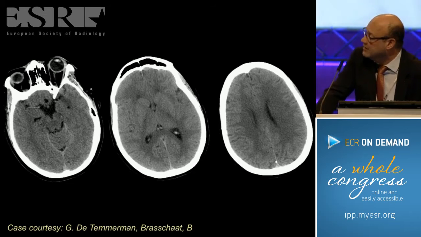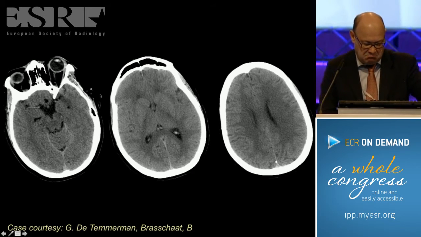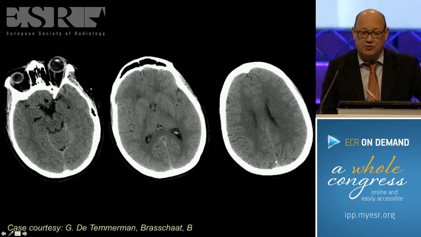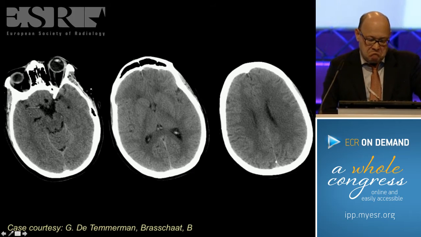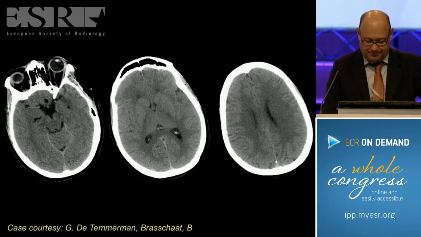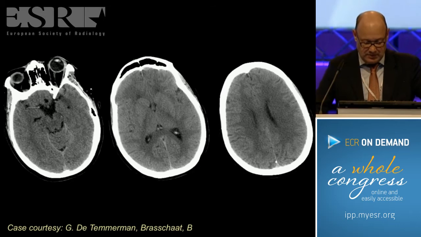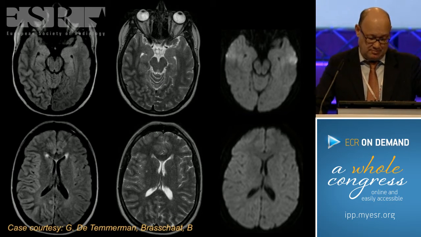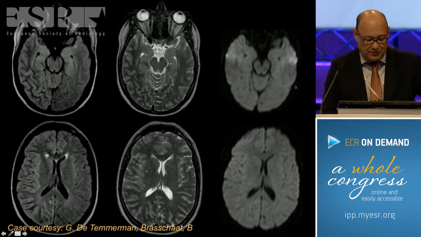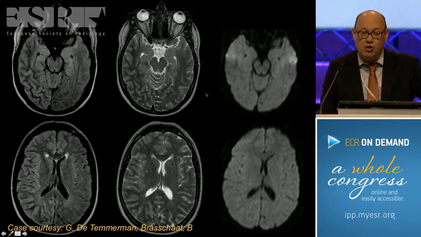I want you to look carefully. Three axial slices with almost symmetrical aspect of the basal ganglia. Hyperdense vessel sign, question mark. No hydrocephalus. So actually the CT scan was reported as being negative. This is the MR examination. This is FLAIR, T2, and diffusion-weighted imaging. There is no infarction, so there was no hyperdense vessel sign.